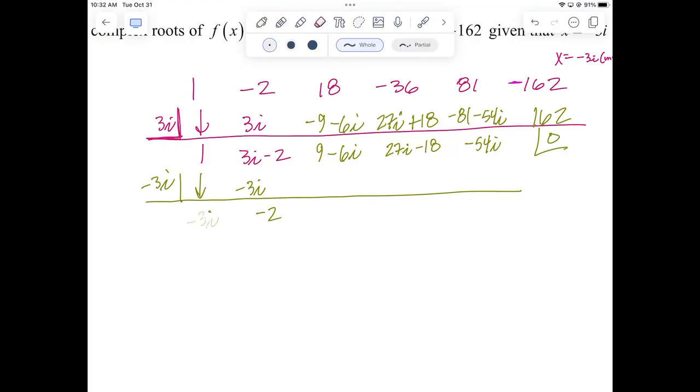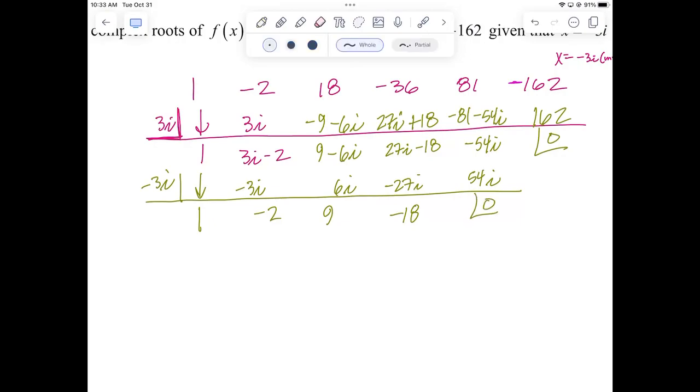Oops, I brought down, sorry. Why did I do that? I brought down a 1 and then negative 3i. There we go. And now we get negative 2. You multiply and you get 6i. Add, you get 9. Multiply, you get negative 27i. Add, you get negative 18. Multiply and you get 54i, and you get 0.